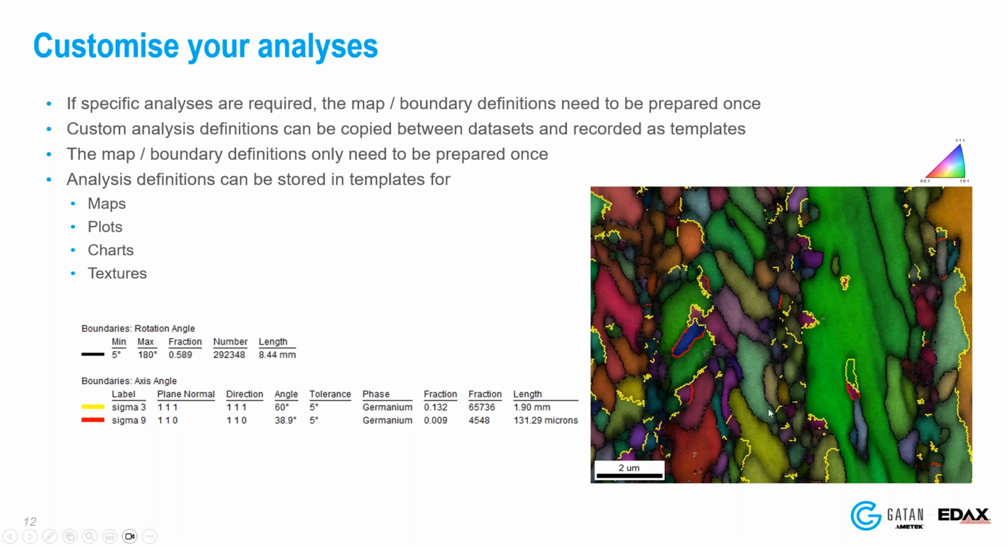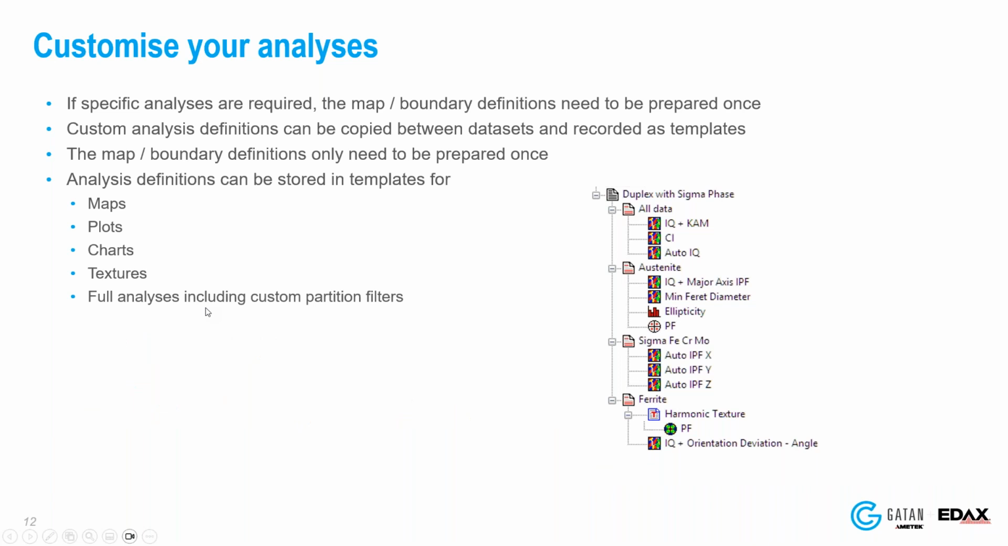When you need to use this map more often, you can of course make it all over again every single time, but that's not very practical. And for that, we can save those analysis definitions as templates. So you only have to generate your display definition once, save it as a template, and you can use it over and over again. And you can make templates for maps, plots, charts, textures, and even full analysis.